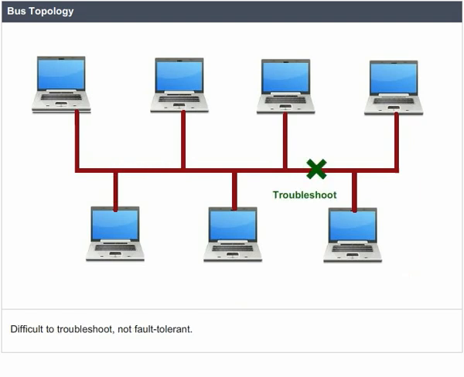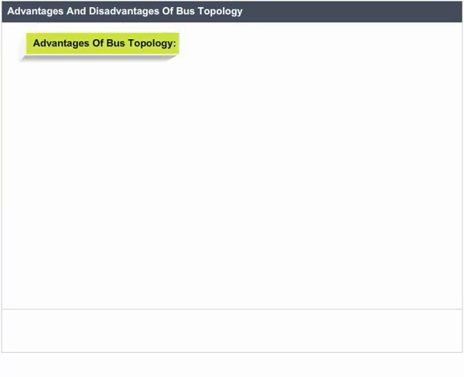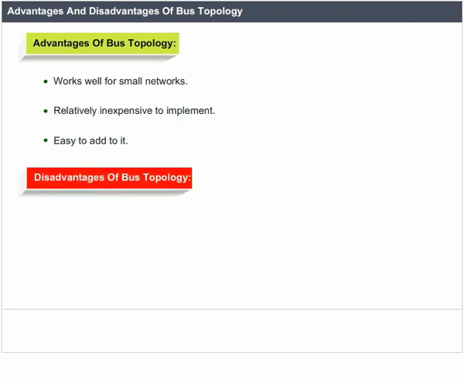Advantages of bus topology. Works well for small networks. Relatively inexpensive to implement. Easy to add to it. Disadvantages of bus topology. Management costs can be high. Potential for congestion with network traffic.